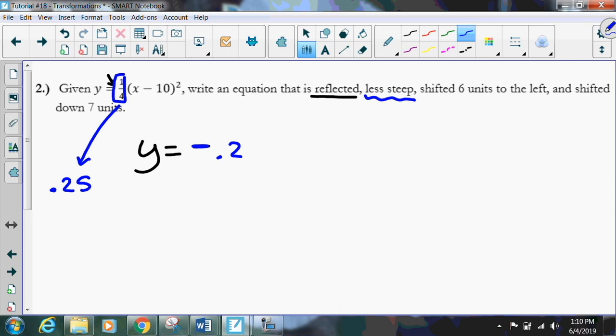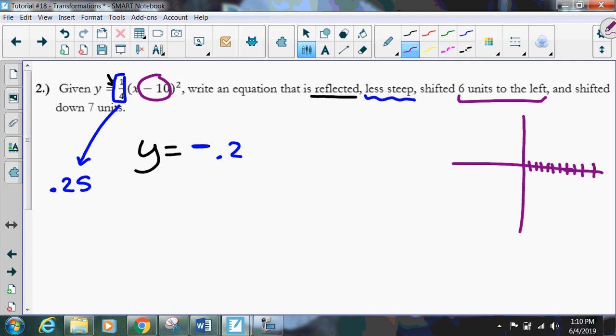All right, the next part, we're shifted 6 units to the left. So first I'm going to notice that in the original equation, it's already shifted 10 to the right. So I'm going to stop and do a quick little sketch. That minus 10 means our vertex is actually 1, 2, 3, 4, 5, 6, 7, 8, 9, 10, 10 to the right, right? There's no up or down, so it's sitting right there.